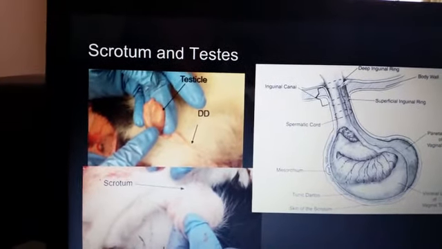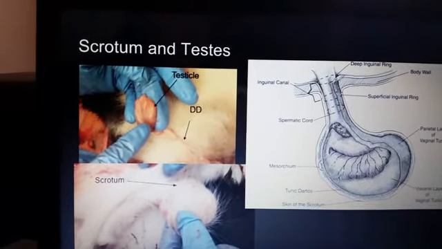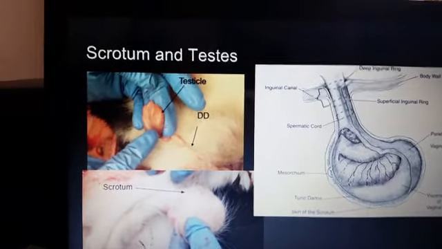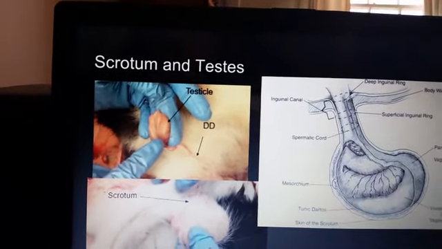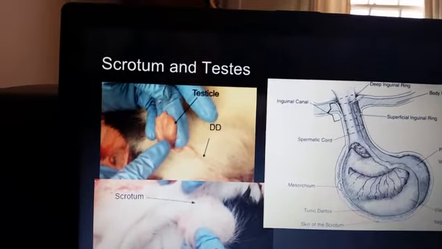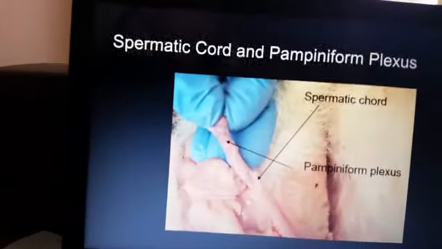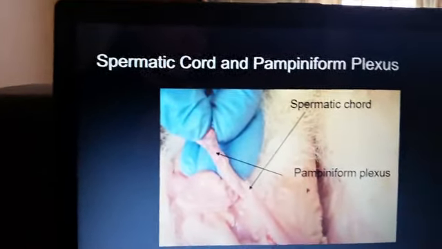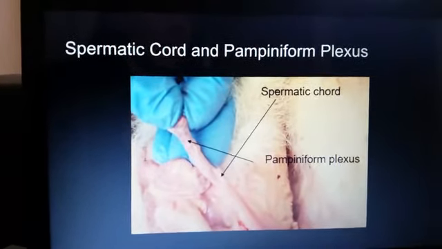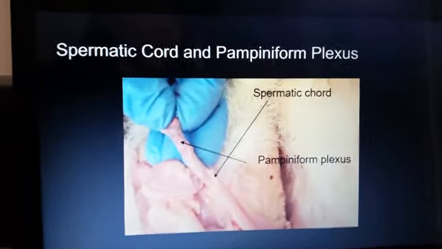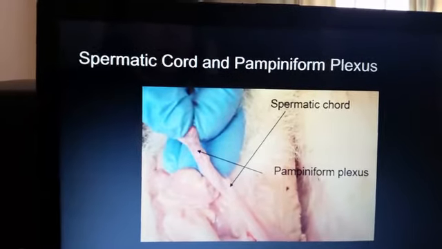The testes develop in the abdominal cavity and then drop through the inguinal ring into the scrotum as guided by the gubernaculum. The testes are surrounded by several layers of protection, including the parietal layer and the visceral layer of the vaginal tunic. The testes are very sensitive, so the spermatic cord is very important for thermoregulation of the testes. The spermatic cord contains the pampiniform plexus, which is a venous network of capillaries that helps cool blood entering the testes to prevent the temperature from rising.